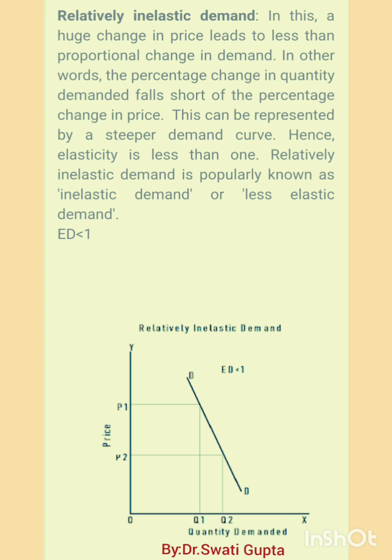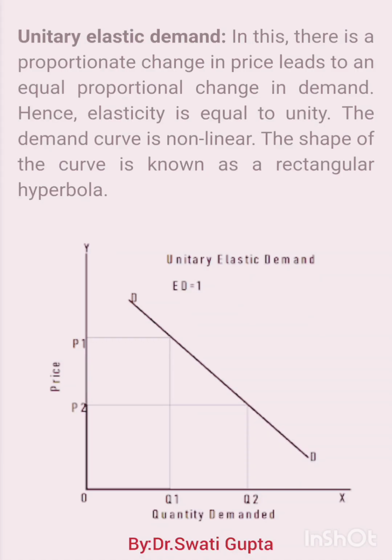As you see in the diagram, OX quantity demanded and OY price are shown. DD is the steeper demand curve, which shows that there is a less change in quantity demanded in spite of the huge change in price. When a proportional change in price leads to an equal proportional change in demand, it is called unitary elastic demand. Here, elasticity is equal to unity and the demand curve is non-linear.